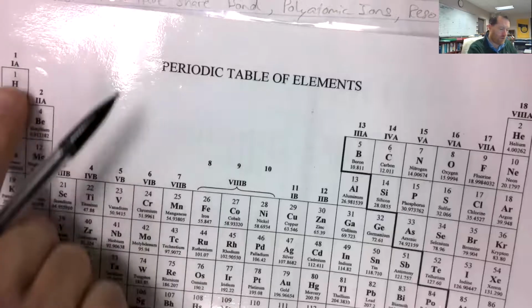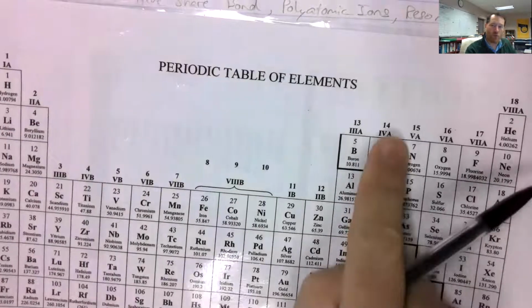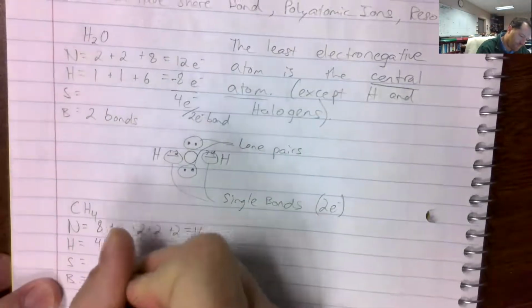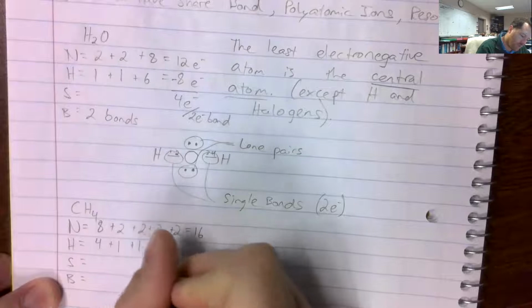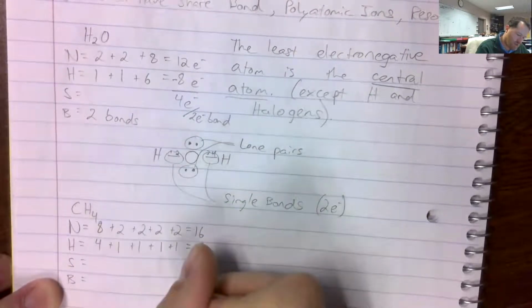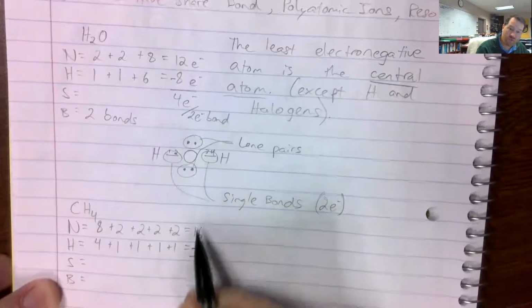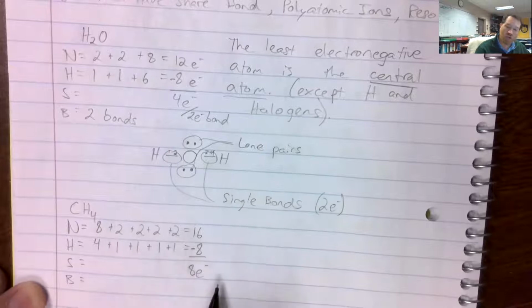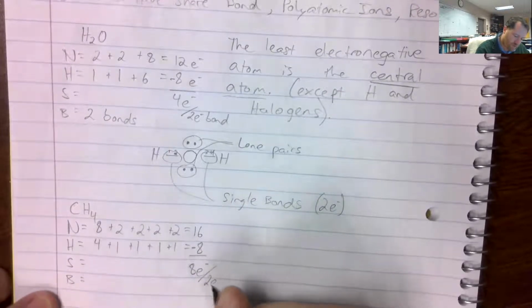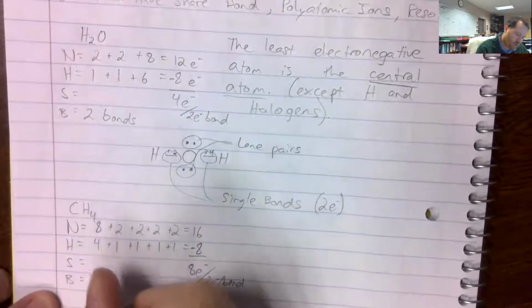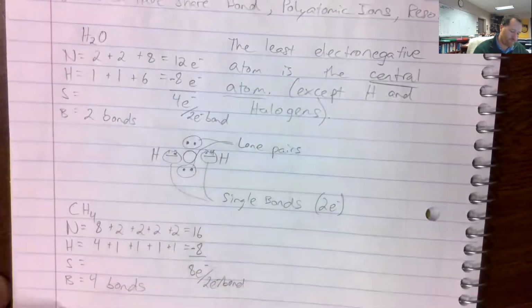Carbon. 1, 2, 3, 4. It's in that 4th column over. So he has 4. Each of our hydrogens only has 1. So we have 8. We find the difference between our need and our have. So we're going to need to share 8 electrons. There are 2 electrons per bond, so we're going to have 4 bonds on this structure.